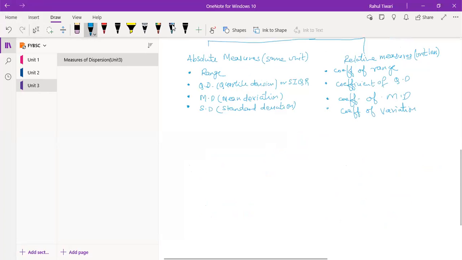So the first one we start with is absolute measures. In absolute measures, the first one is basically range. Do you know the meaning of range? Range means, like the range of your mobile, it has a limit. It has a smallest limit and it has a largest limit.